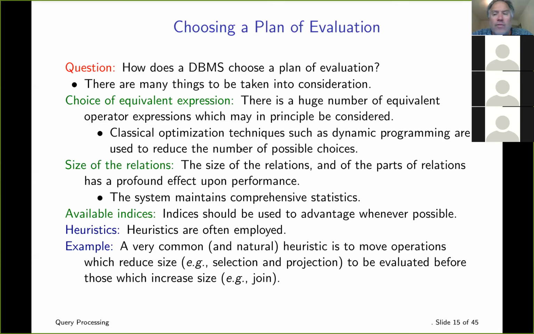So statistics on the size of the relation, and even the cardinality of the different constants, getting some idea about the number of distinct values for a particular column, will be useful. Then heuristics. A very common heuristic is to move operations which reduce the size down deep into the tree before you do things like joins, which are things that increase size.